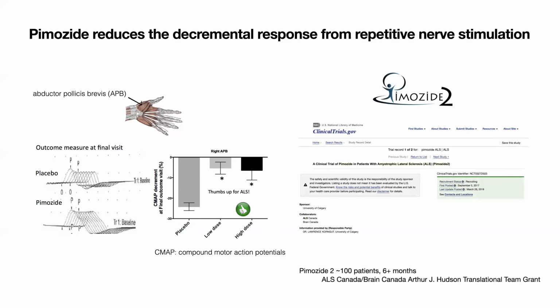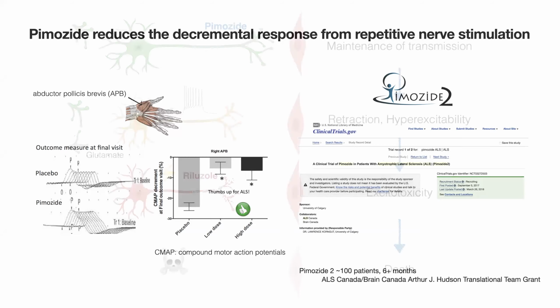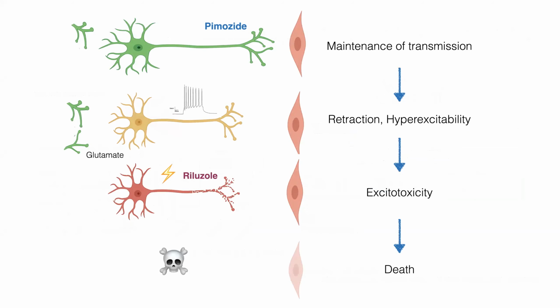And this has now gone on to a second national clinical trial, 100 patients, 6-month treatment, and we should know the results in the next year or so. So finally, I'm almost done here, what we think the mechanism is, is that pimozide works by stabilizing neurotransmission right at the top, and blocks all these downstream effects.